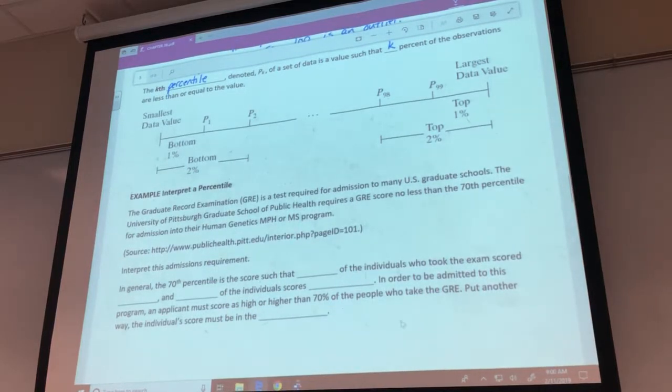And then this down here is going to be what the homework's going to look like, where you actually just have to go through and interpret it. So they've got the GRE, that's a test you have to take to get into a lot of graduate schools.